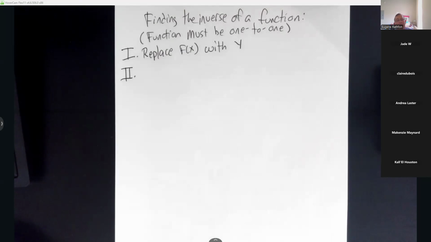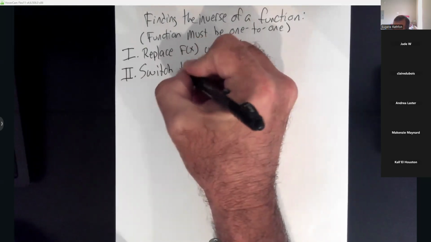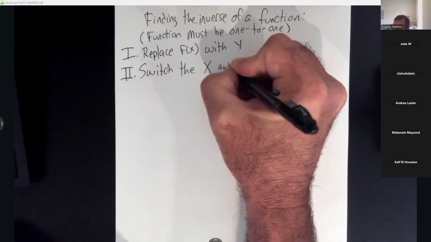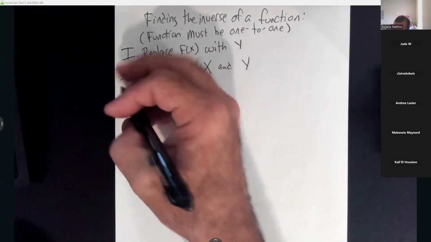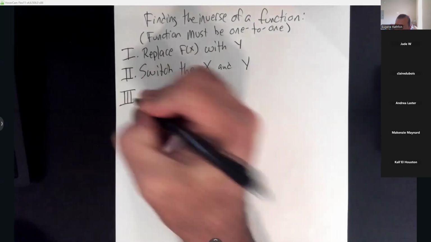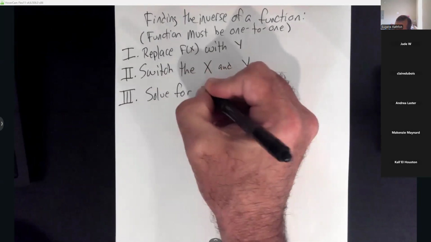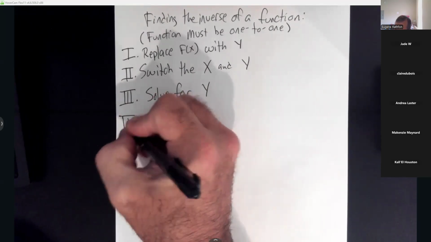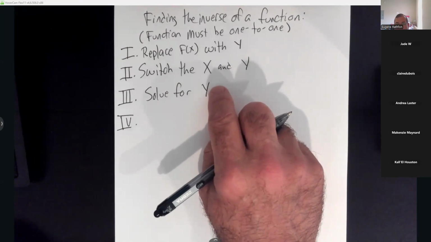Mackenzie, you're sort of close. Instead of flipping it, I would probably say switch the x and y. But anyway, I can see how you could say flipping it, but you're switching that x and y variable, okay? Now what we do is we solve for y. We'll solve for y however you got to, okay? We're going to solve for the y.